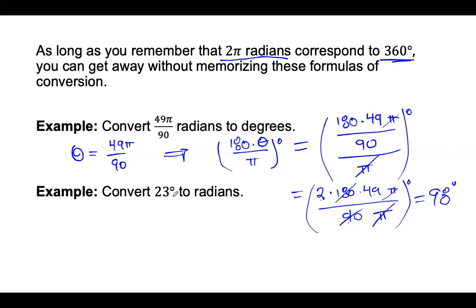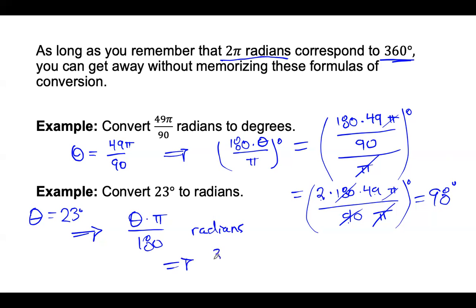And then converting degrees to radians, applying the formula. So this is 23 degrees. Applying this formula, take the 23 times pi divided by 180. And this would be in radians. So this, you can't really simplify. So 23 pi divided by 180 radians. So you just leave it alone.